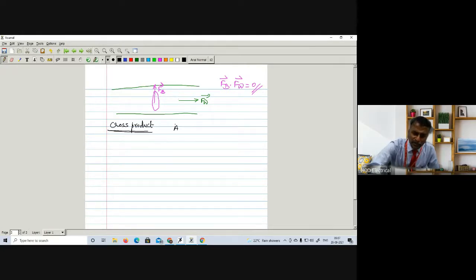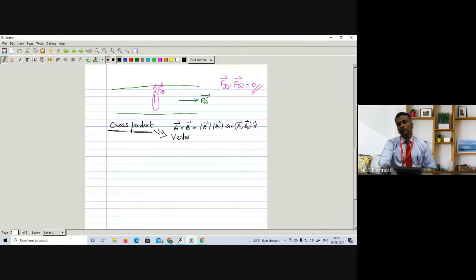Cross product is nothing but A vector cross B vector is equal to the magnitude of A vector times the magnitude of B vector times the sine of the angle between A vector and B vector times n cap. That means the cross product will provide a vector quantity. What is n cap?